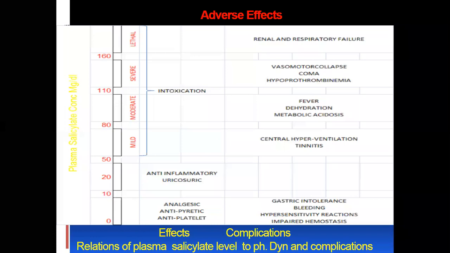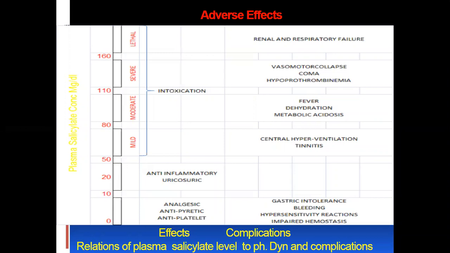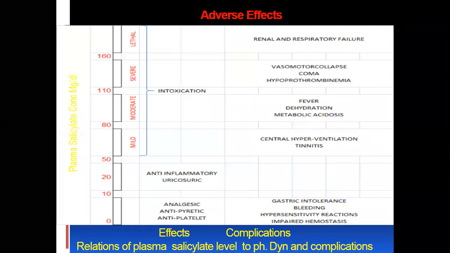10 level. These are useful actions, while there are side effects which are gastric intolerance, bleeding, hypersensitivity reactions, and impaired hemostasis. These all occur when the plasma salicylate concentration is 0 to 10 milligram per deciliter, and it also has useful therapeutic actions, that is analgesic, antipyretic, antiplatelet action. Now, anti-inflammatory actions occur when the level of the drug is between 10 to 50 milligram per deciliter.